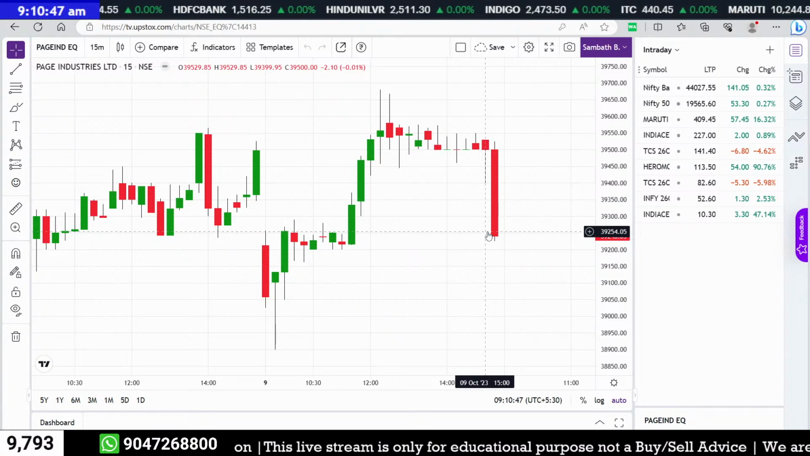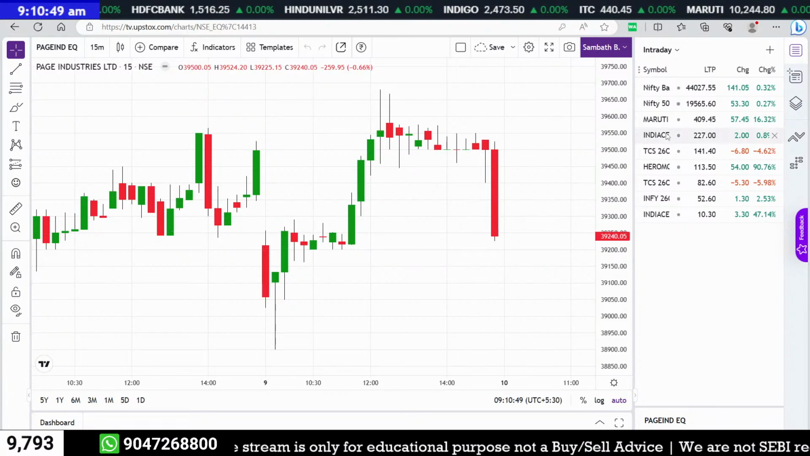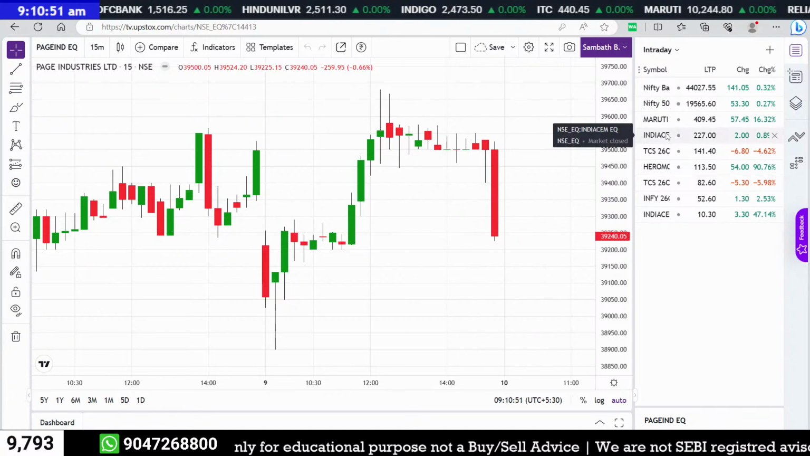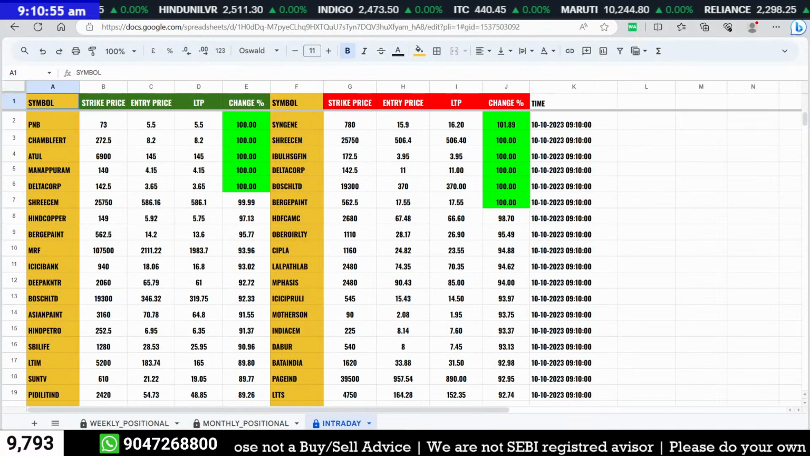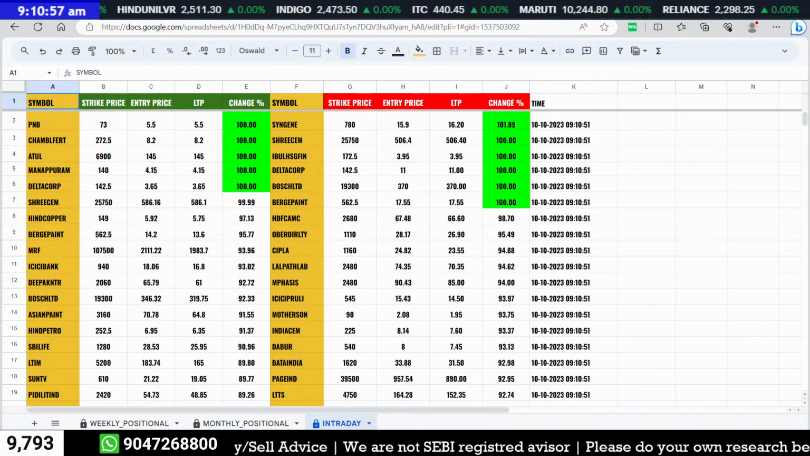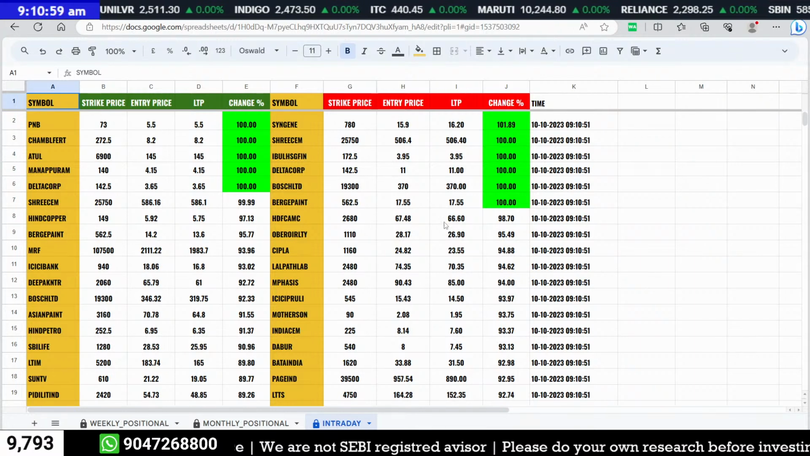We are going to try to find some trade opportunities by using our Google Sheet scanner. It's a scanner which works based on our advanced option strategy and also on the indicator.